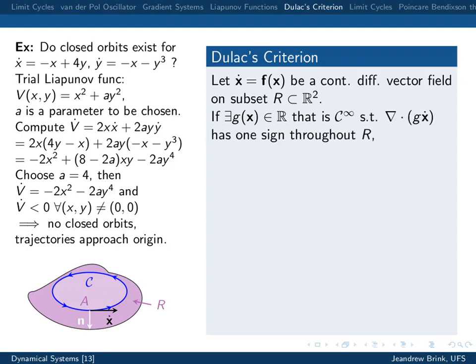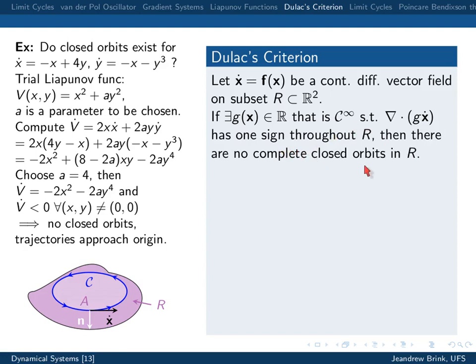Okay. So if there exists a g that is C infinity such that the divergence of g times x dot has one sign throughout R, you can see it's a completely different kind of test. What you're basically going to do is take this vector field, multiply it by g, and then take the divergence of that, so you're going to get a scalar. If that thing has one sign throughout R, then there is no closed orbit in R.